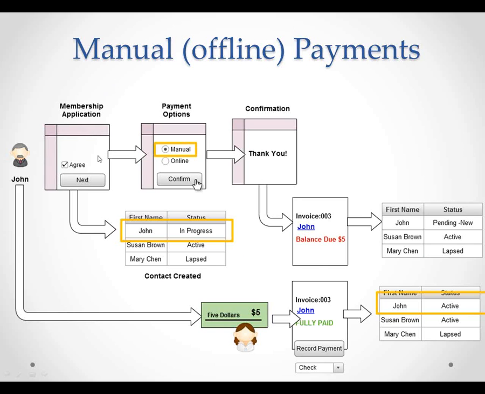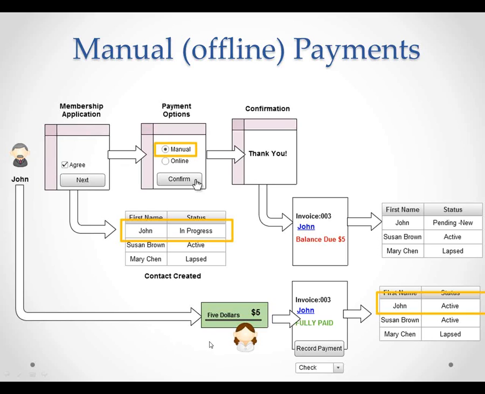So much like the previous step, we have a new member, perhaps John here. He fills out the form, but during the final stage he actually selects manual as his option. What he'll see is a thank you message saying that his membership application has been received, and you may include your own payment instructions. But now what's going to happen with his record is it's going to stay in progress, and then you might wait a couple weeks for his check to arrive.